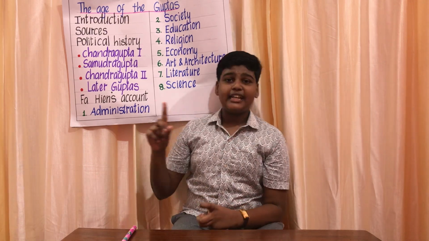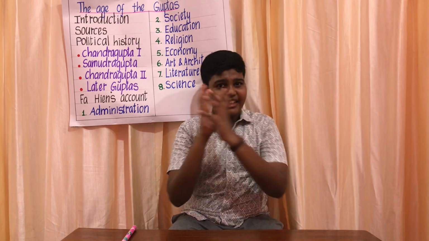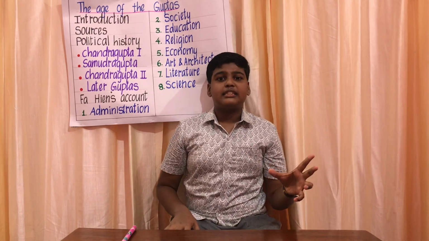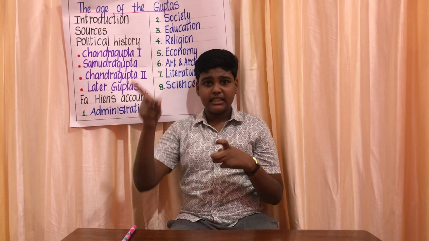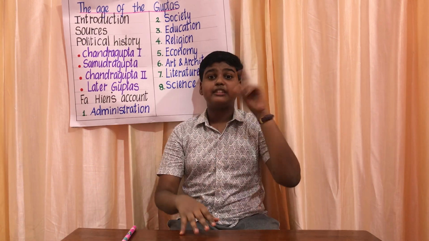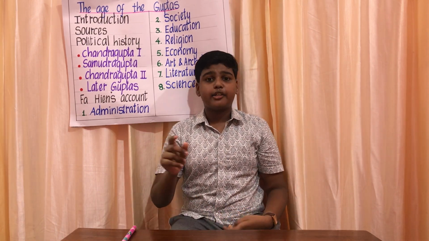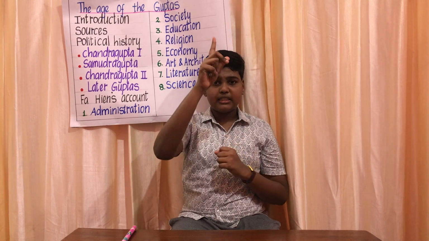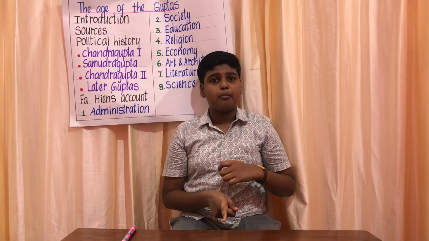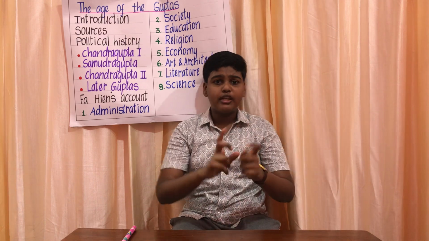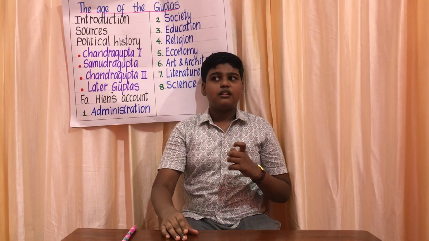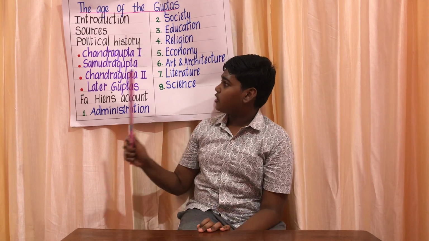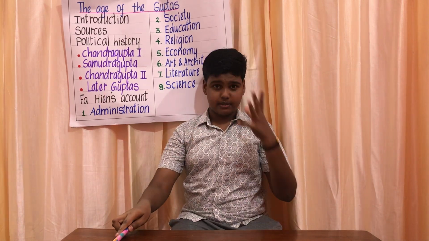So Samudragupta's rule was of two types, direct and indirect. His direct rule extended from Bengal in the east to Delhi in the west. His indirect rule extended from the Himalayas in the north to Kanchipuram in the south, as well as from the northwest frontier in the west to Assam in the east. So these are the conquests of Samudragupta.